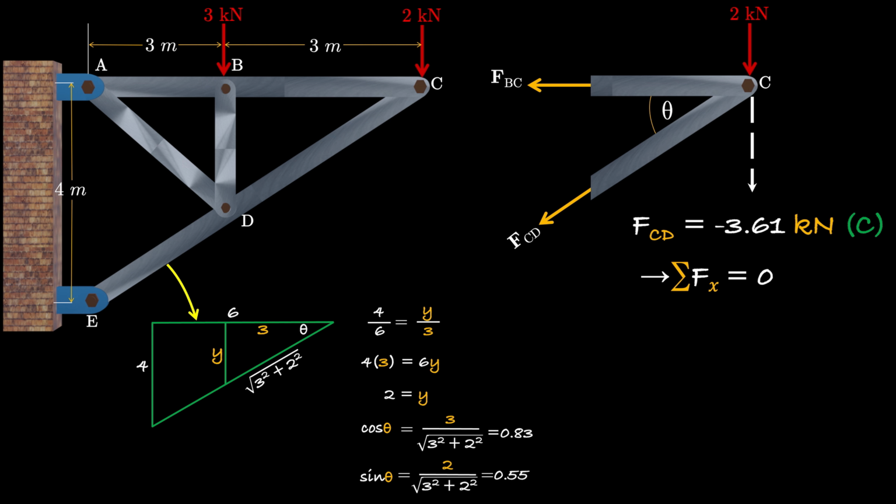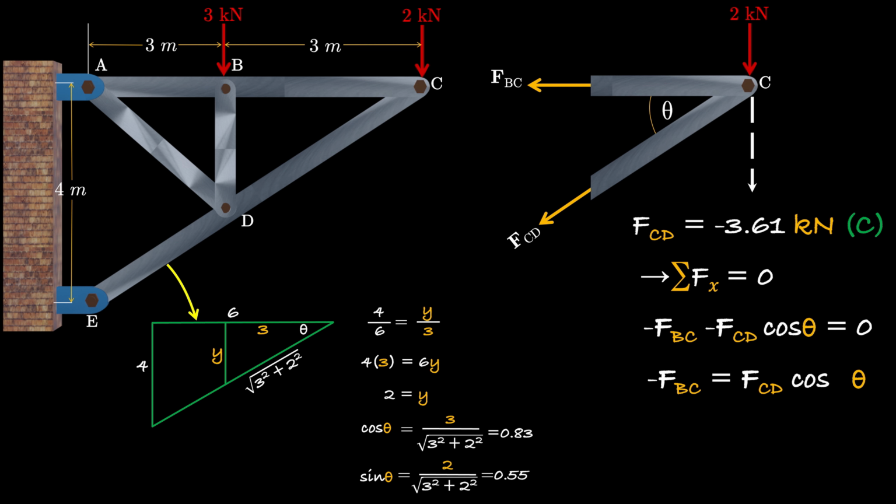So we only have negative FBC because we have assumed that FBC is tensile, so that means it's going in the negative x direction. And also FCD is also going in the negative x direction, but in this case we have to resolve it, and it's going to be negative FCD cos theta. So our static equilibrium equation is going to be negative FBC minus FCD cos theta should be equal to 0.